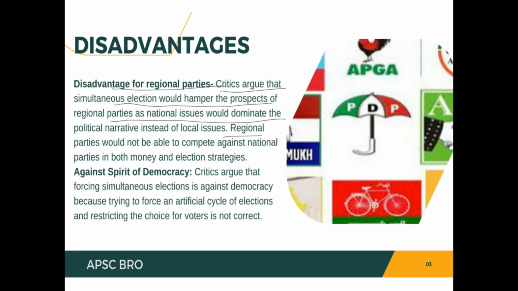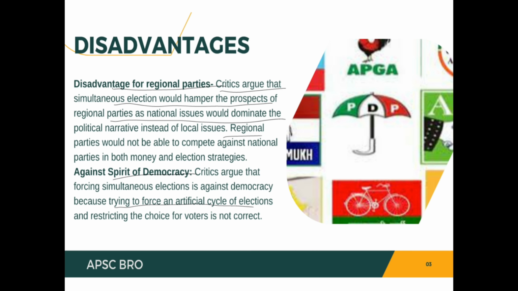Second thing, it is not conducive to the spirit of democracy. Critics argue it is against democracy because it tries to force an artificial cycle of elections. Suppose the Lok Sabha election is going to happen in 2024. Now suppose you say we need a simultaneous election in 2024. Then what will happen? The state government of Assam, which was formed in 2022, will have to be dissolved.